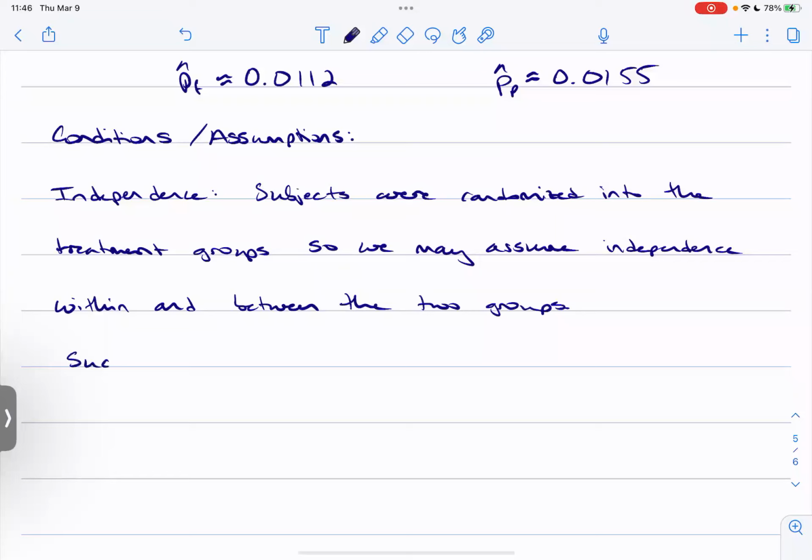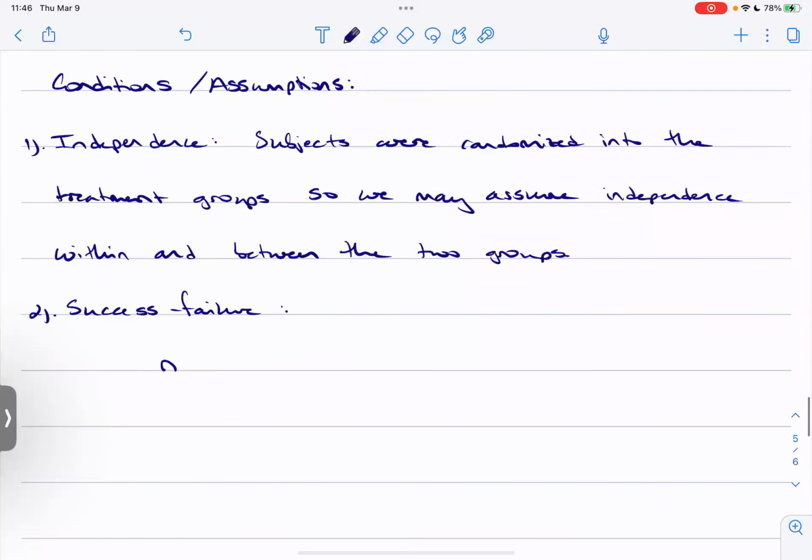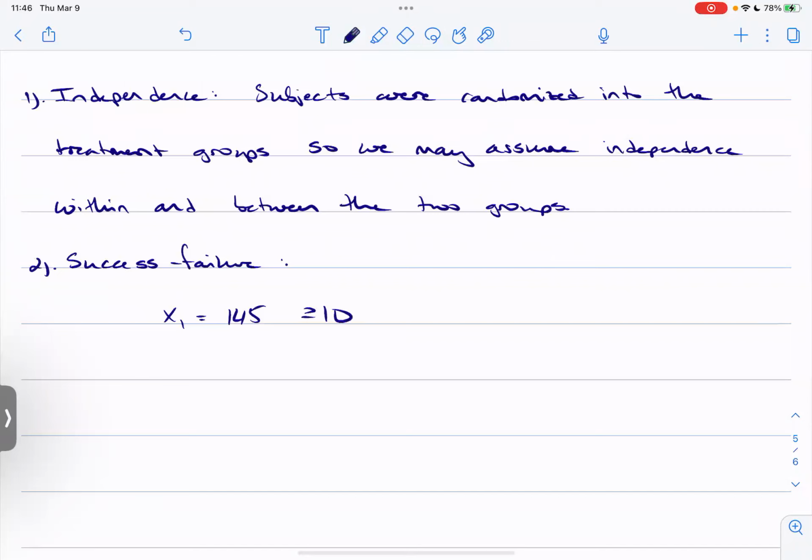The success-failure condition is the second condition, and maybe I'll number these 1, 2. There's only 2 conditions. For a confidence interval, we were given the successes, so we may as well just use that. X1 was 145, which is greater than or equal to 10. N1 minus X1, which is the number of failures.